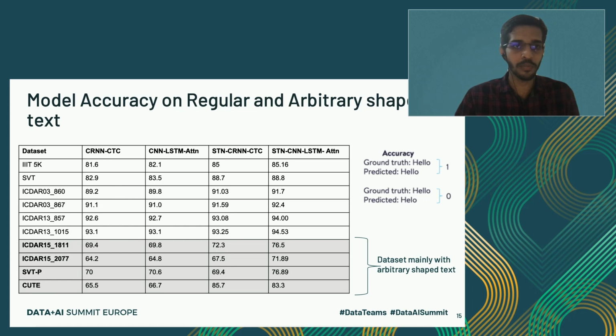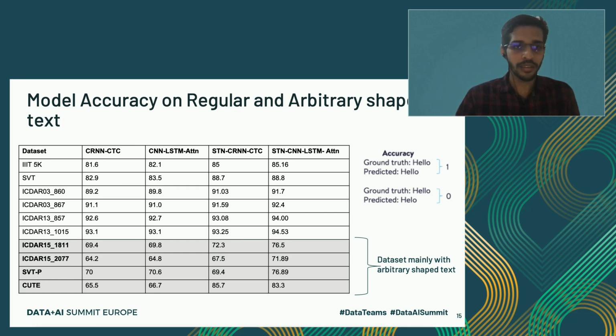Now you can see on the regular shape text, with CRNN and CTC models on, let's say, the IIIT 5K dataset, the accuracy was 81.6, and LSTM attention based also gave a similar accuracy. If you go to the ICDAR 15 or CUTE dataset, you can see that the CNN CTC or CNN LSTM model without spatial transformation had much lower accuracy, around 65 to 66%. But with spatial transformation networks, the accuracy increased by about 20%, so it's around 85% accurate now.